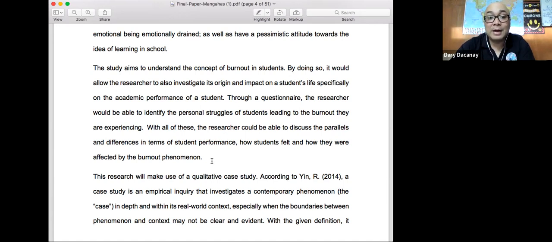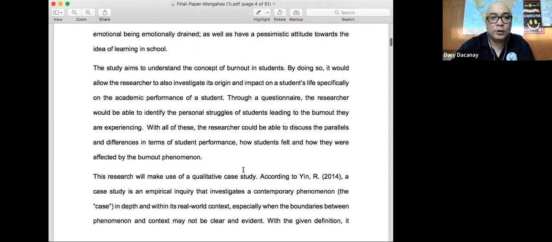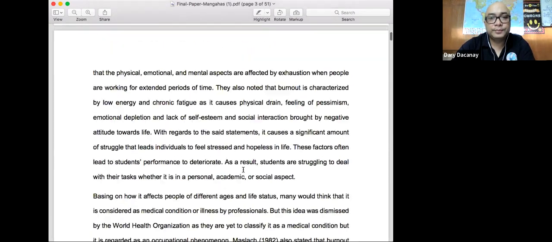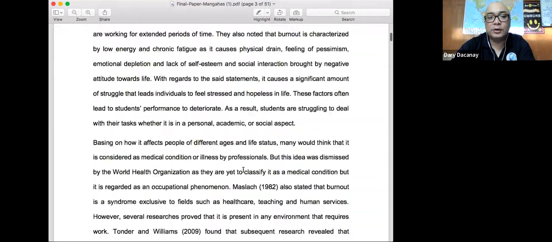And then the last paragraph, which is the fifth paragraph, would be what particular qualitative research will you be doing. So sabi dito, this research will make use of a qualitative case study. Tapos nag-quote siya ng author ng case study, who is Robert Dean. So in-explain niya ganyan. So again, when you do the introduction later on, don't forget the format: the context, the content, the contrast, the aim of the study, and the particular research design. Okay, yan yung introduction.